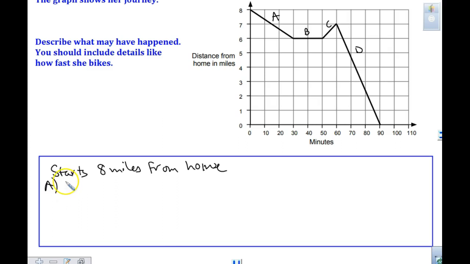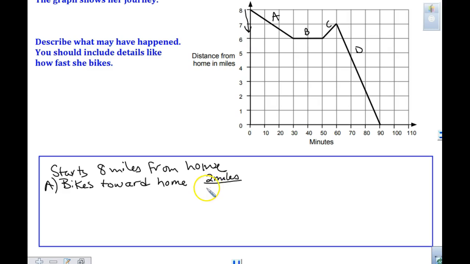She's going towards home, right? Bikes toward home. So we are going how many miles? 2 miles, right? That's going down 2. So we are going 2 miles in how much time? 30 minutes. Do we want to go miles per hour if we're biking, or do we want to go miles per minute? Miles per hour.